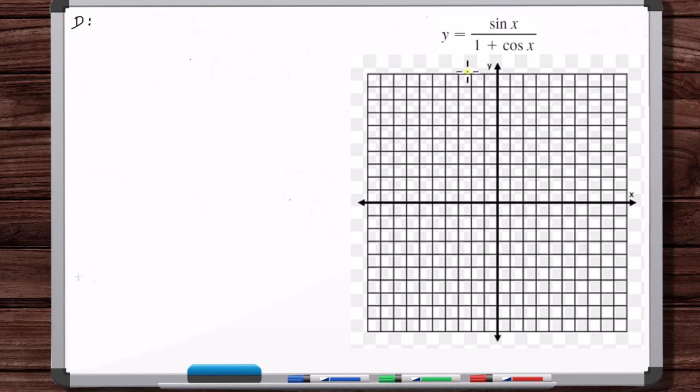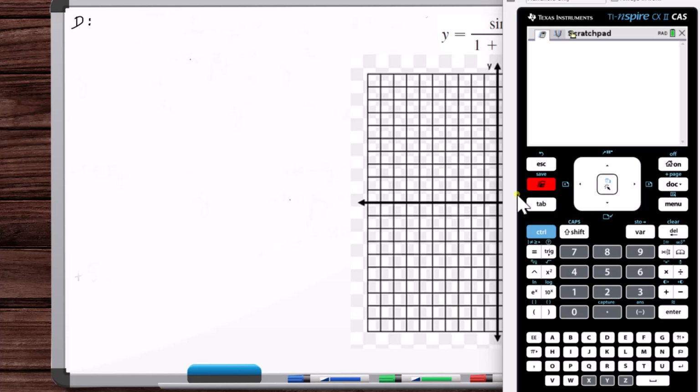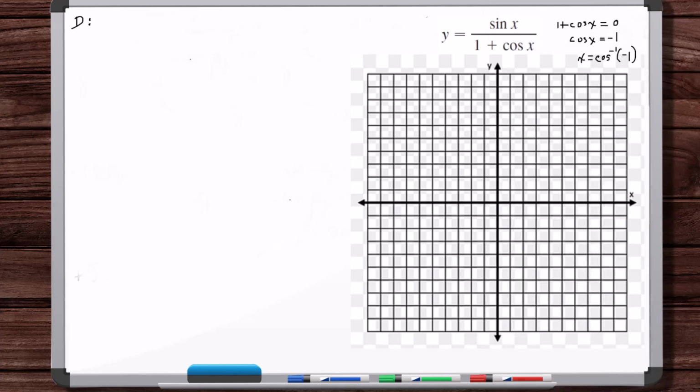What's the domain here? Well, we know that for sine of x and cosine of x, the domain is all real numbers. So the only potential domain issue here is dividing by 0, which occurs when 1 plus cosine of x is equal to 0. So let's solve for x here. Inverse cosine of minus 1 is pi.